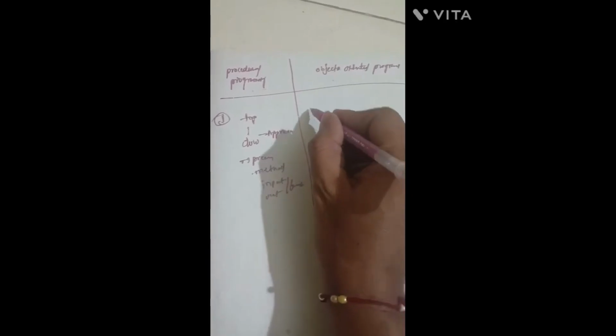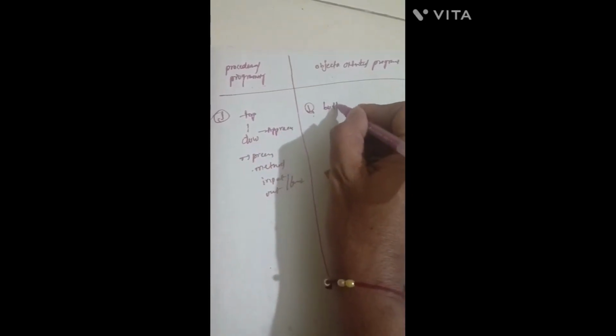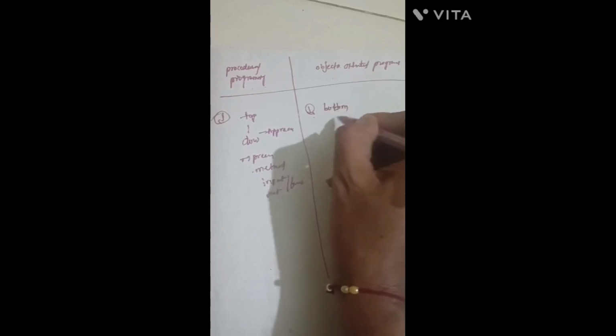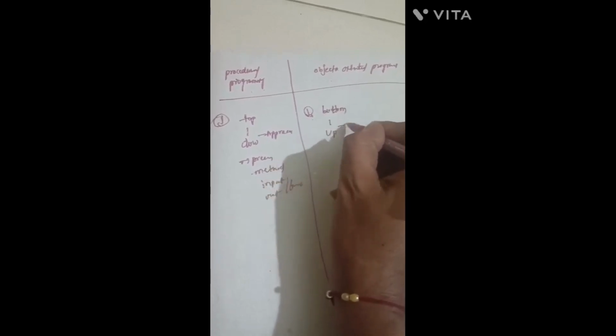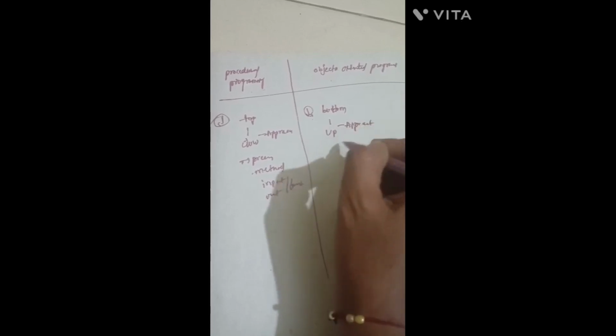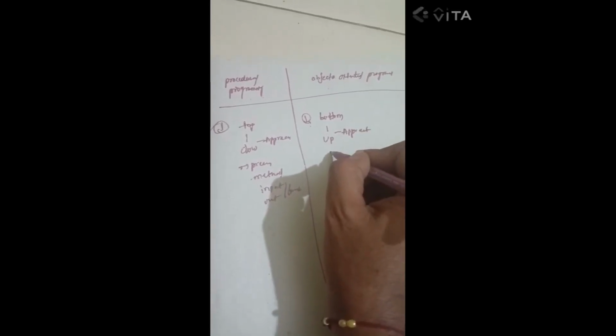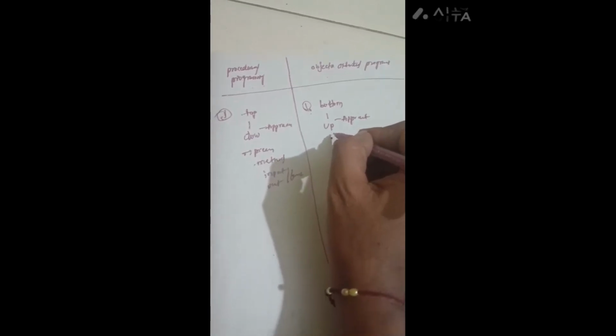Here, object oriented programming is a bottom up approach. Bottom up approach means according to the program we create the objects, and we call the methods. This is called the bottom up approach.